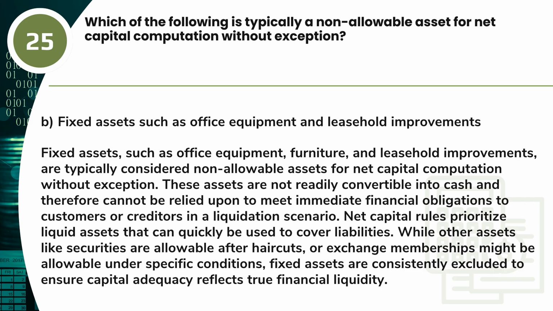Explanation: fixed assets such as office equipment, furniture, and leasehold improvements are typically considered non-allowable assets for net capital computation without exception. These assets are not readily convertible into cash and therefore cannot be relied upon to meet immediate financial obligations to customers or creditors in a liquidation scenario. Net capital rules prioritize liquid assets that can quickly be used to cover liabilities, while other assets like securities are allowable after haircuts, or exchange memberships might be allowable under specific conditions. Fixed assets are consistently excluded to ensure capital adequacy reflects true financial liquidity.